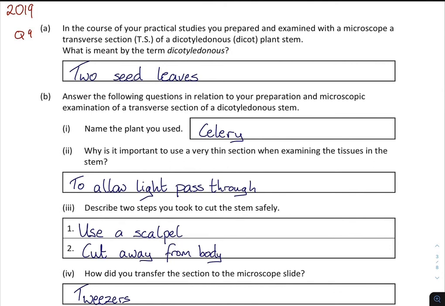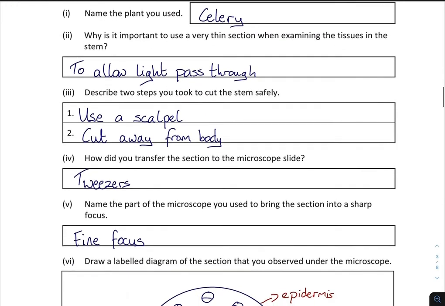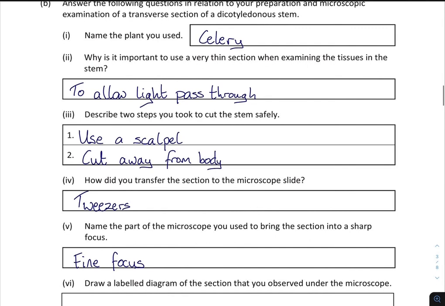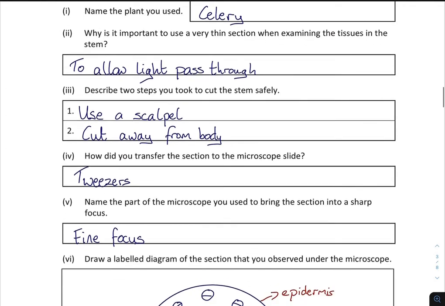To allow light to pass through. Now that question can come up for lots of different things. Same for the cell structure experiment. Why must you use a very thin section? To allow light to pass through. Describe 2 steps you use to cut the stem safely. Okay, so you use a scalpel and you cut away from the body. Now there probably are other ones you could say for that as well. Maybe use garden gloves or something along those lines. But they are the 2 obvious ones I put in.